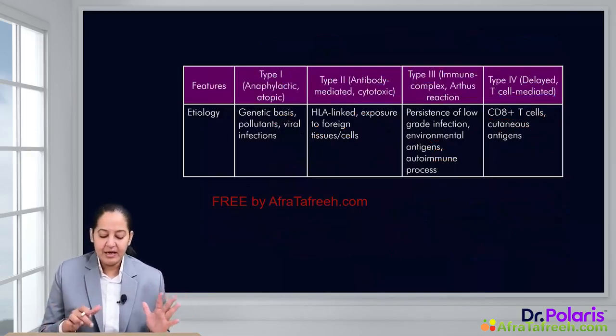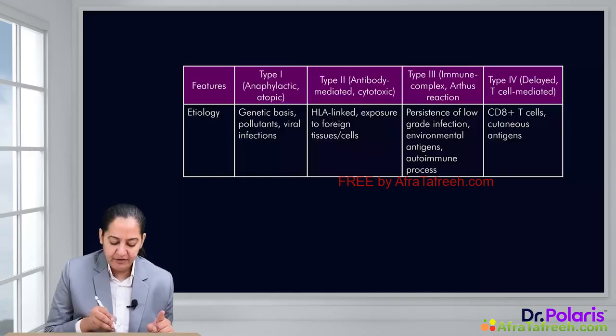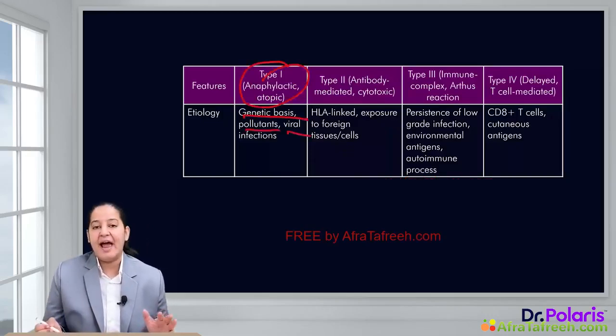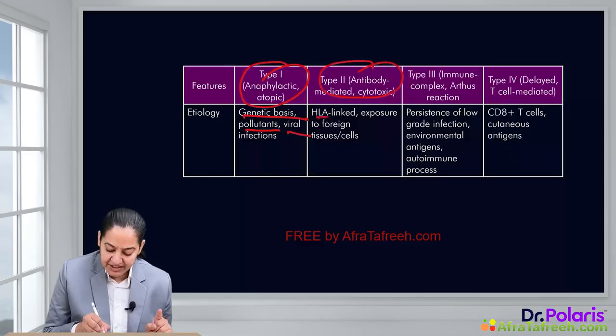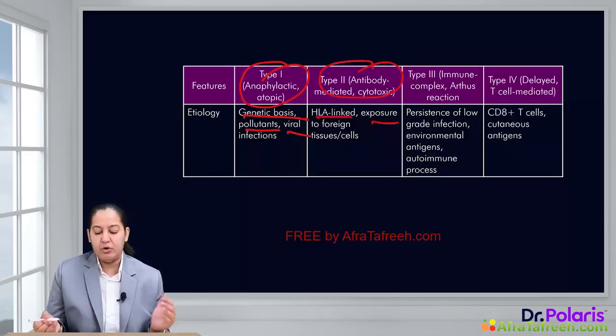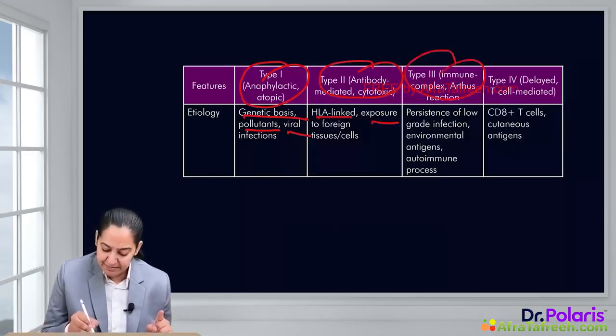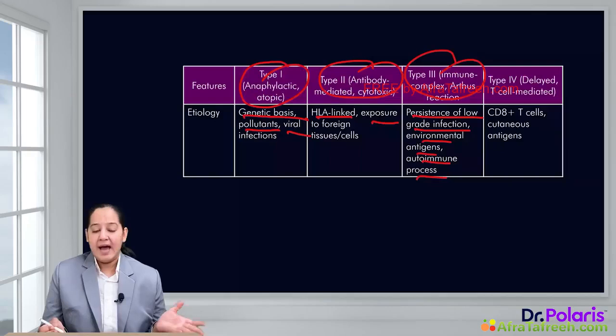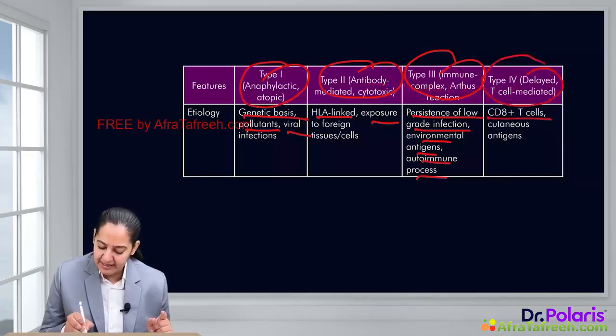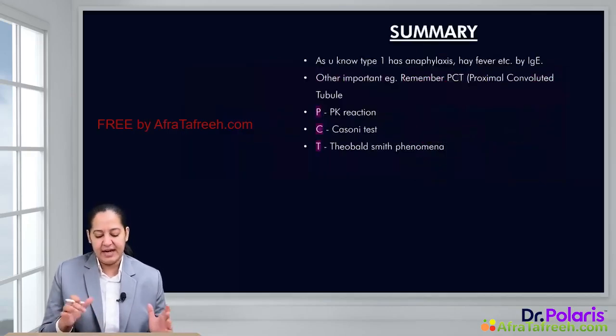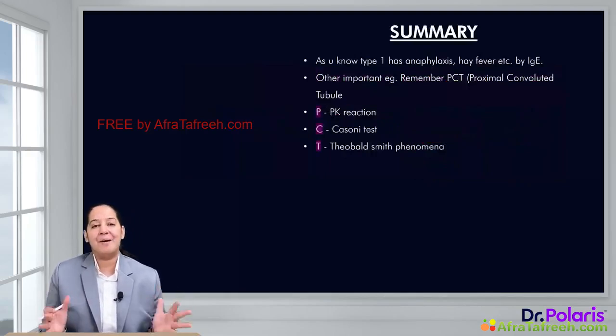So we have seen the etiology of the 4 types of hypersensitivity, which is in front of you. In type 1, it is the genetic basis, pollutants or viral antigens. In type 2, it is HLA linked and exposure to the foreign tissue or cells. In type 3, it is persistence of low-grade infection, environmental antigen or autoimmune process. And in type 4, it is CD8 T lymphocytes and cutaneous antigens. That is the etiology. Now coming to the examples of the 4 types.